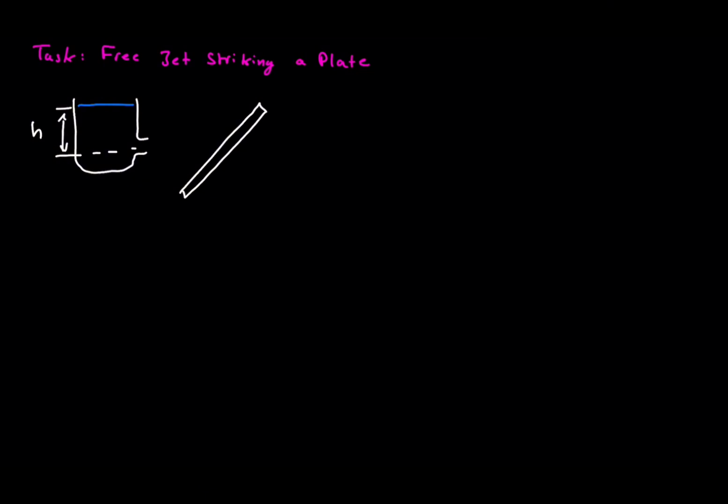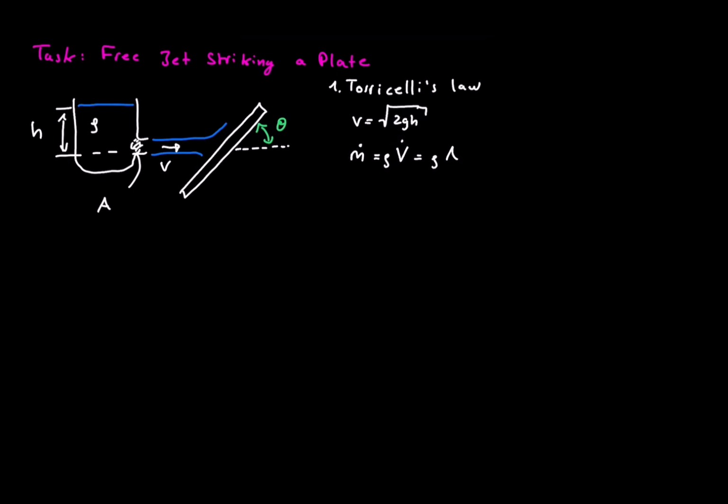Finally, let's make Bernoulli deliver force. Picture that same jet from the tank striking a flat plate head-on. The jet leaves the nozzle with velocity v equal to the square root of 2gh, cross-sectional area A, and density. Newton's second law says that the rate of momentum change equals the force. So the impact force is density times area times velocity squared.